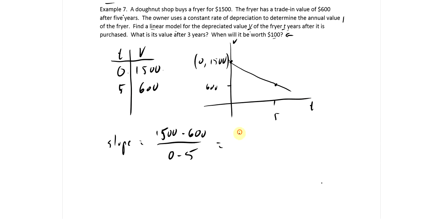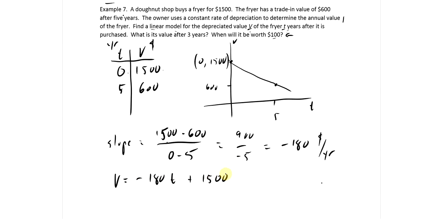So this is 900 over minus 5, which is minus 180. And what's the units of that? Well, the units of V, that's dollars, and the units of T is years. So dollars per year. My fryer loses $180 in value each year. Excellent. So value is, we know the slope is minus 180, T, and we know the y-intercept is 1500. So there's the equation of value.